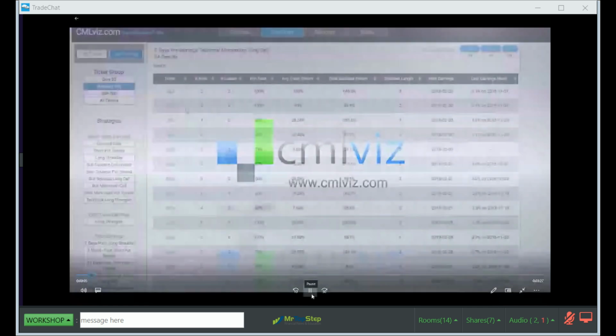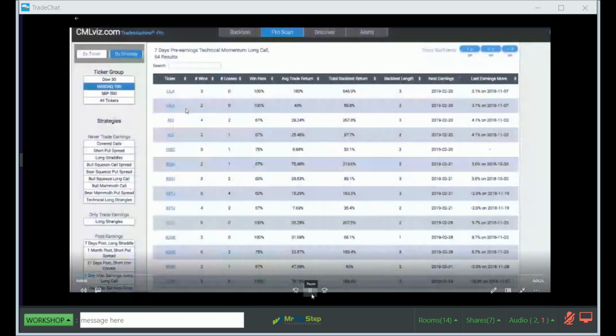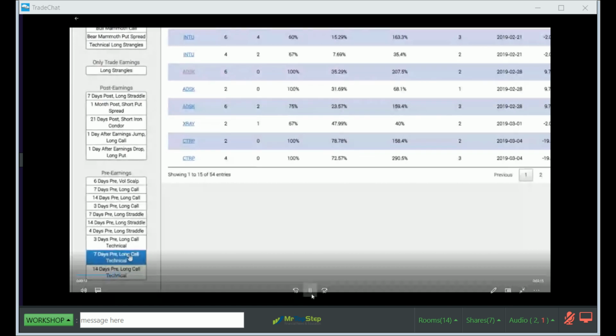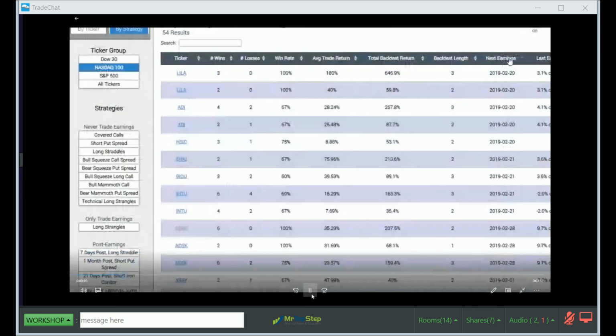I'm looking to add to my portfolio of alerts. In particular, I'm looking for a pre-earnings bullish play. So I'll look at the NASDAQ 100 under the Pro Scan. I'll look at pre-earnings trades, in particular 7 days before earnings with a technical safety valve. I'll tap on that. I'll sort it by earnings date, come back down to page 2, and here's Adobe.